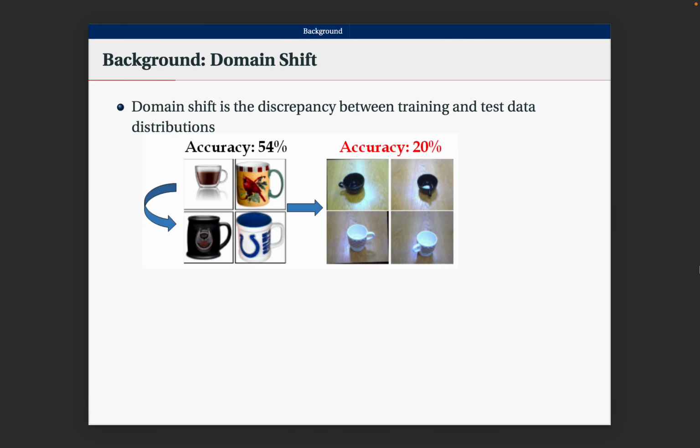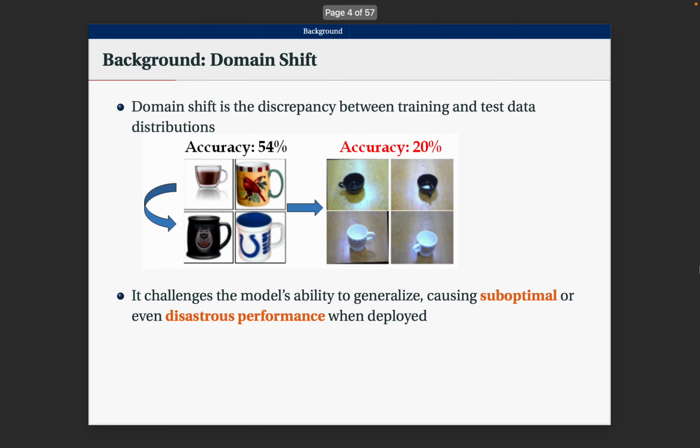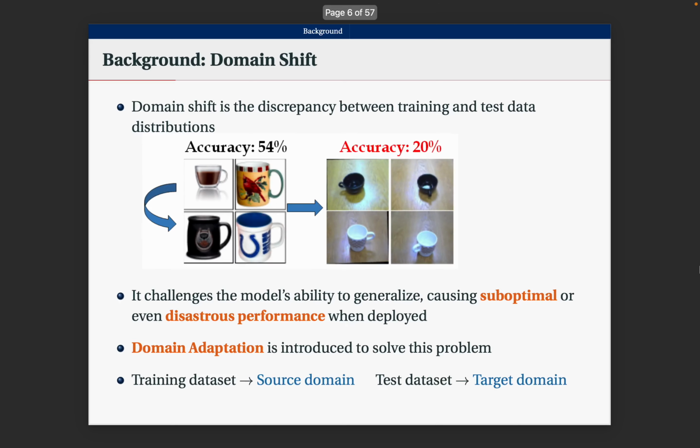Domain shift is the discrepancy between training and test data distributions. It challenges the model's ability to generalize, causing suboptimal or even disastrous performance when deployed. Domain adaptation was introduced to solve this problem. In domain adaptation, the training dataset is often referred to as source domain and test dataset is often referred to as target domain.